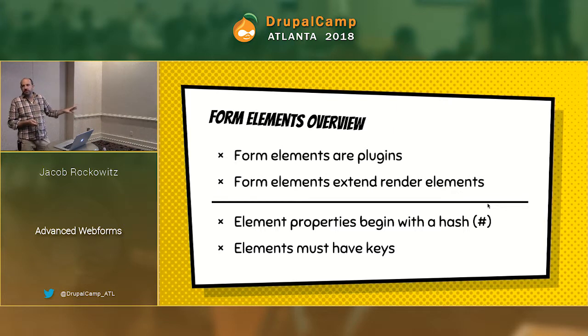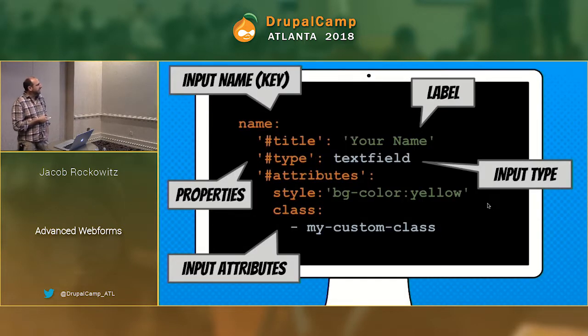Form elements extend render elements. And to me, these are the two key things to understand about form elements when you're building them in the Webform UI. Properties begin with a hash, and every element must have a key. And this kind of just lays out a very simple element.